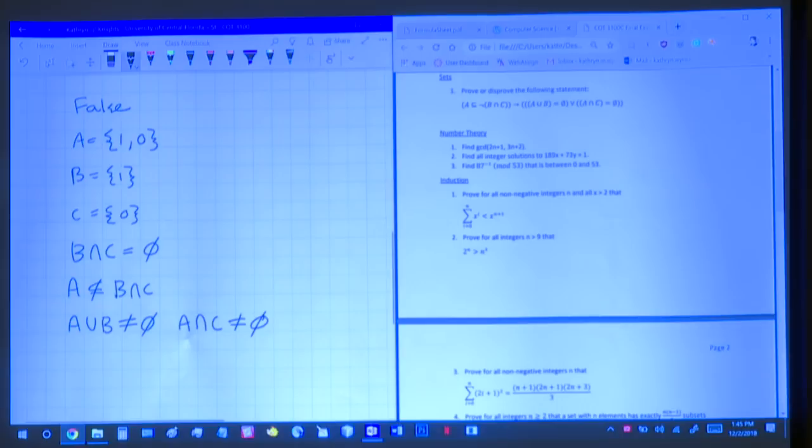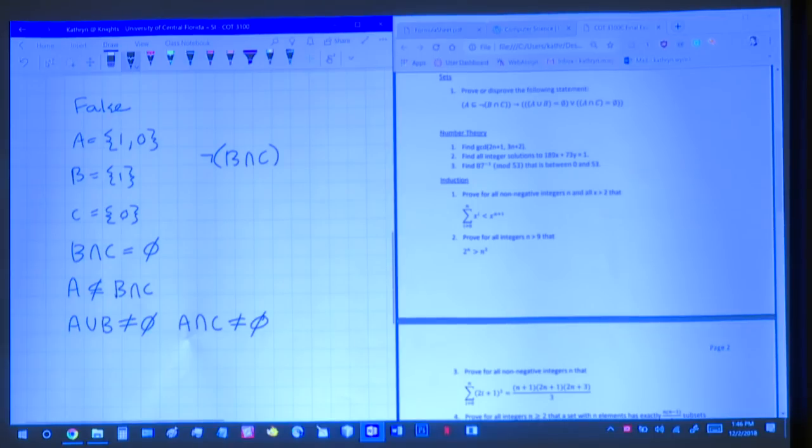Yes? The question states that A is a subset of not the intersection of B and C. Yes. That's another way of saying that A is not a subset of that. So not B intersection C, that's basically all elements that are not common to both sets. So that would include elements that are unique to each set. So in this case, that would be 1 and 0. Because they don't have any elements in common, their intersection is empty. So that would just say that A is a subset of all the elements that are unique to both sets.